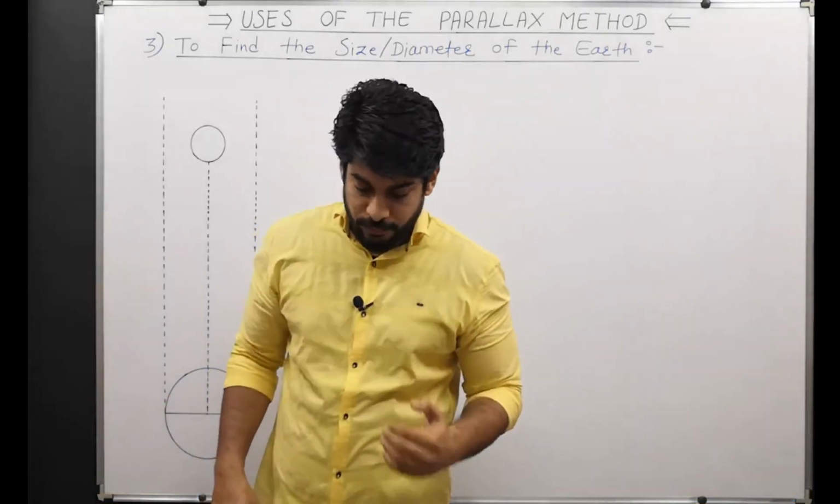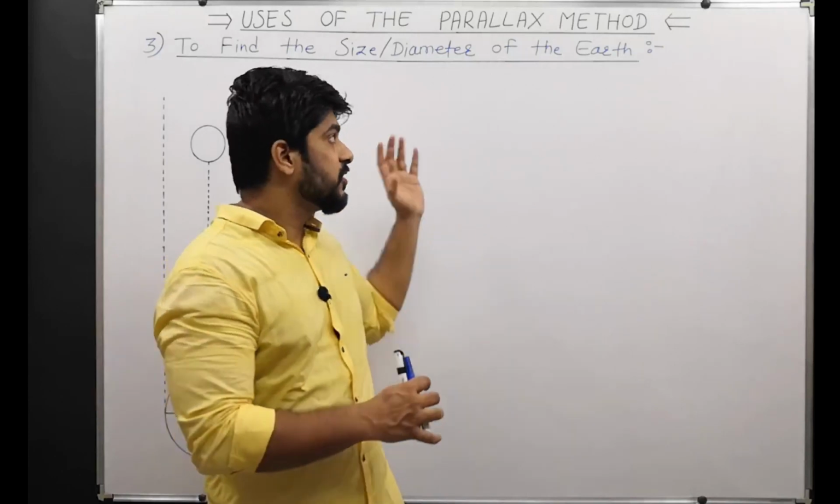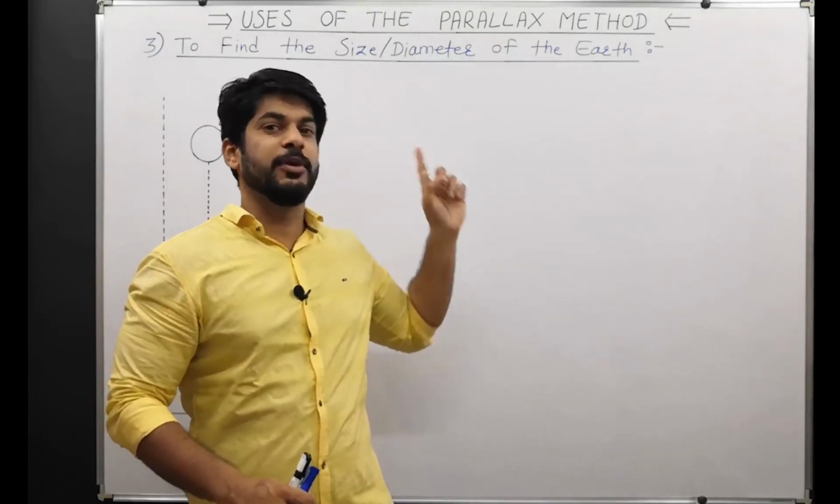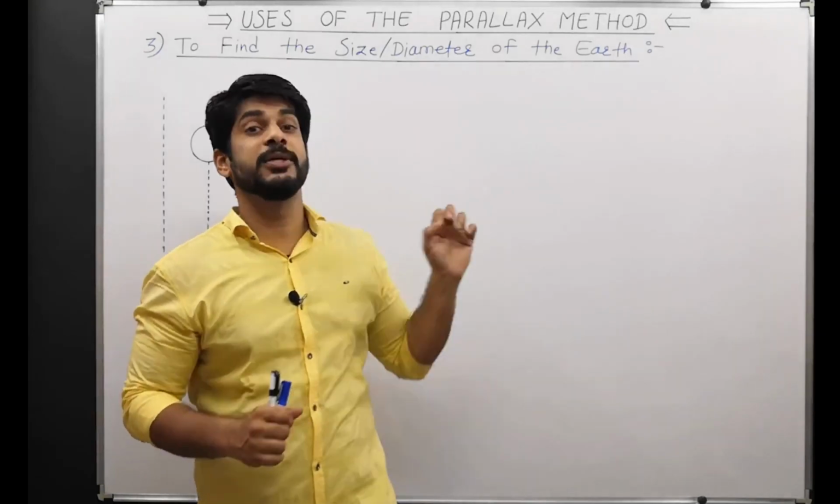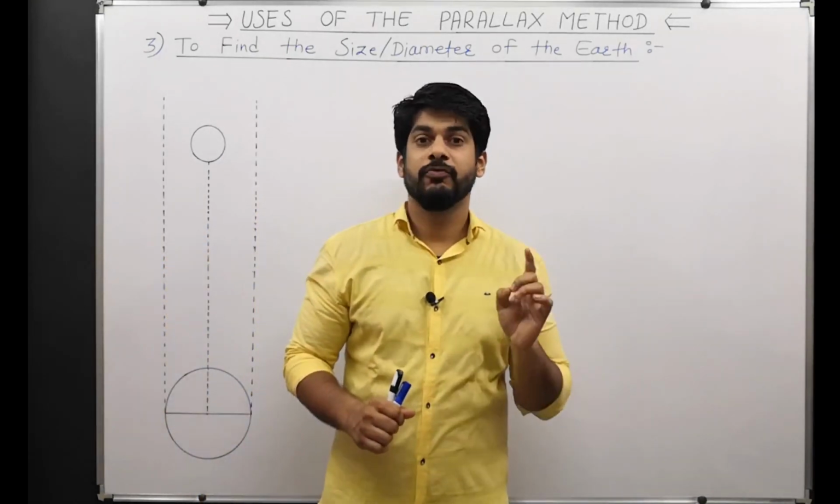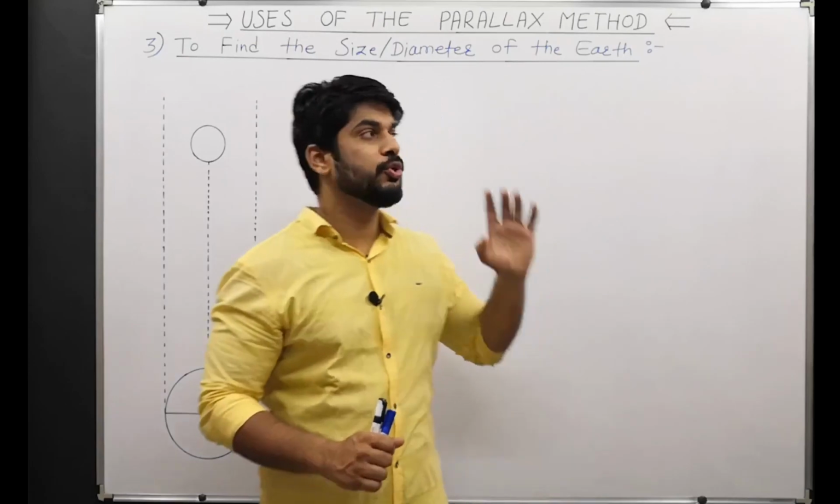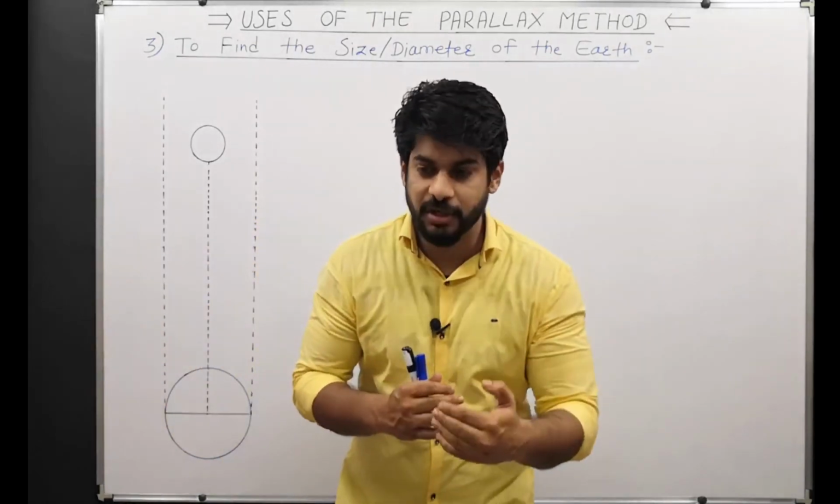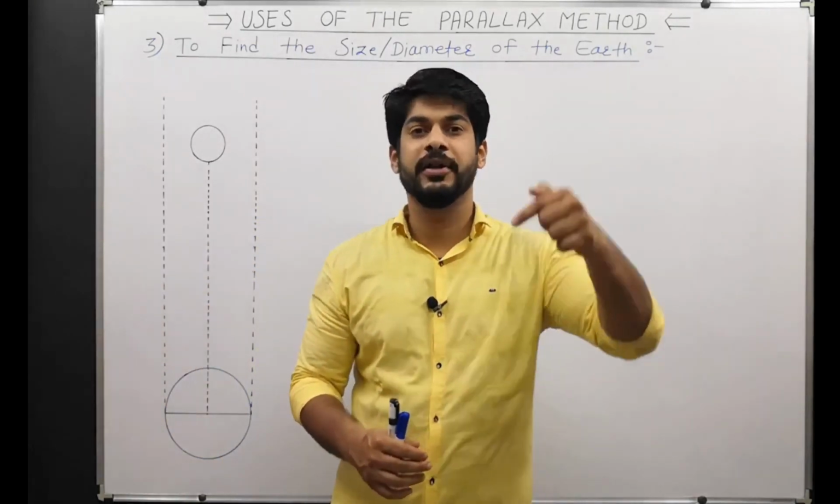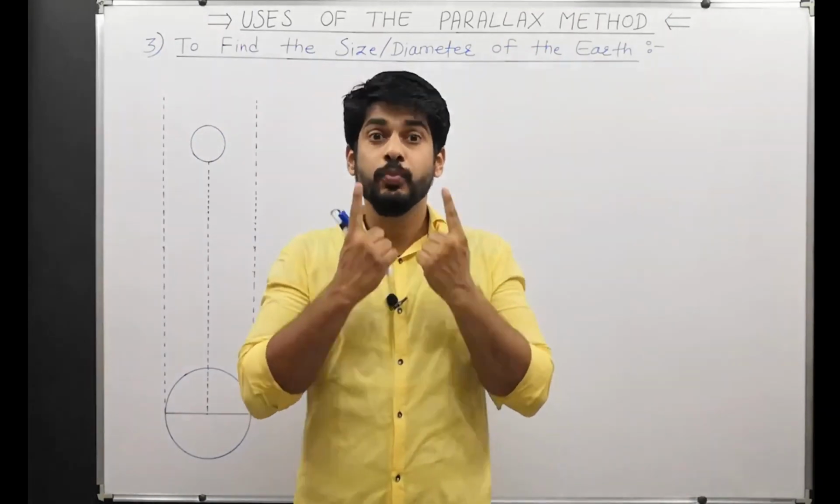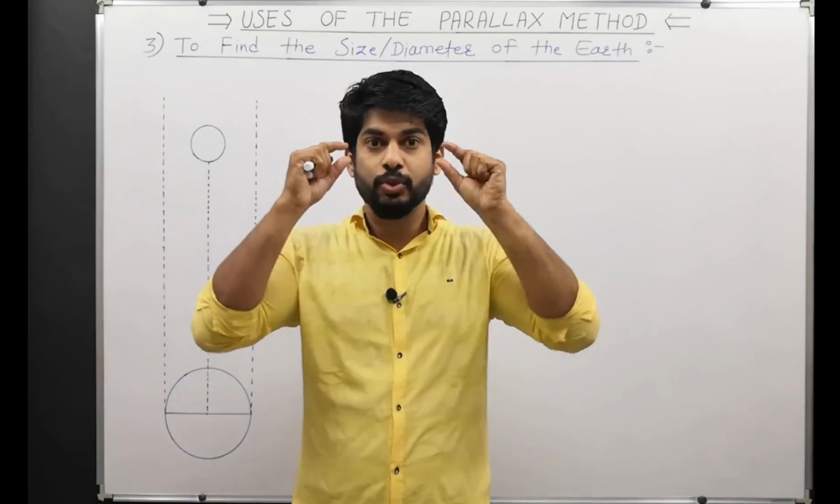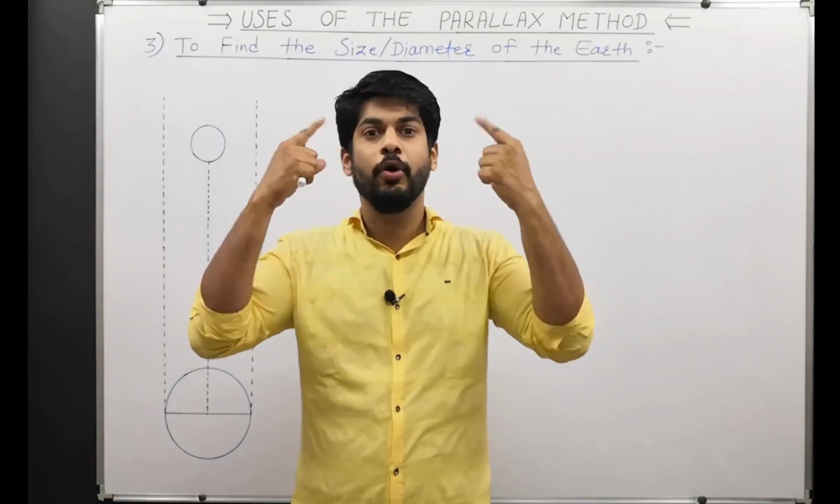Now we are going to use this phenomenon in our experiment to find out the size of the earth. Just check what you require. First of all, you require a nearby object, you require a distant object, and you require two points of observation. That means two locations from which you can observe.